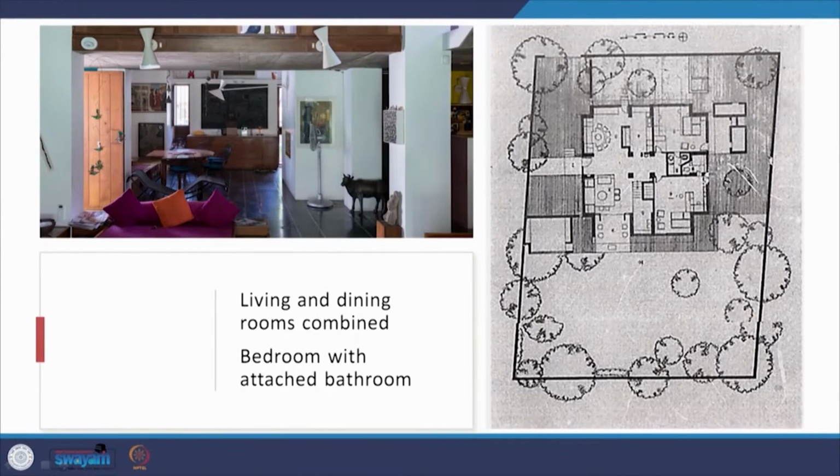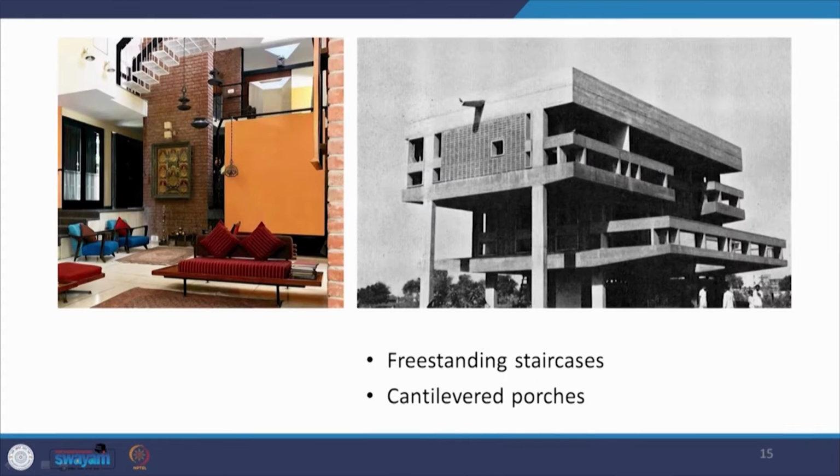So one thing that happened because of the international style was that living and dining spaces became common. So you see this in Doshi's house, and then the bedroom was attached with the bathroom. So you have the bedroom here and the bathroom is attached with it, or you have the bedroom here and the bathroom is accessible. So that is another thing that happened. In the earlier times, the bathrooms used to be outside the house. Now they became inside the house and attached with the bedroom. That simply happened because sanitation improved.